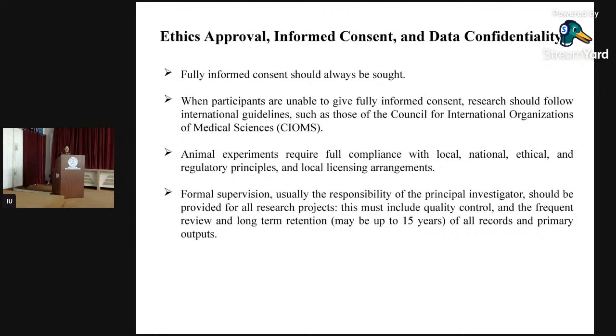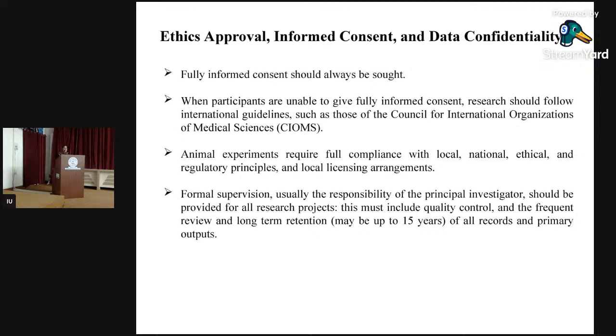When participants are unable to give fully informed consent, research should follow international guidelines, such as those of the Council for International Organizations of Medical Sciences. Sometimes our research may involve volunteers who are not capable of giving consent, right? They may have lost their comprehension. Cognition may not be fully there, or they may not be able to put their consent in writing. At that point of time, we can adhere to the guidelines of CIOMS.